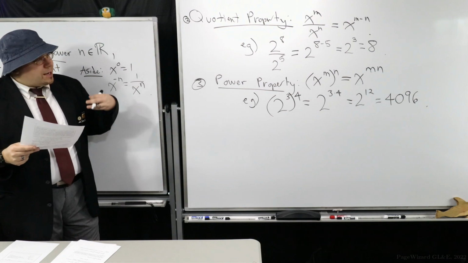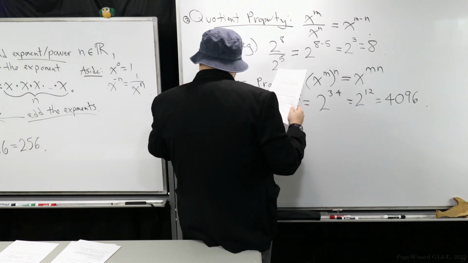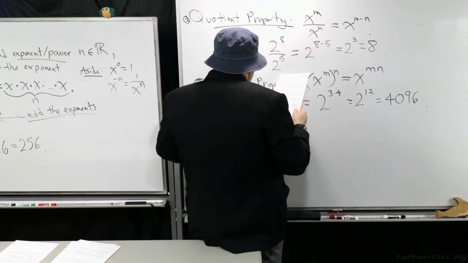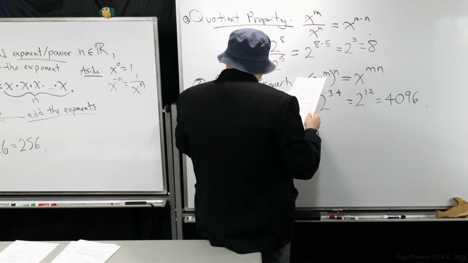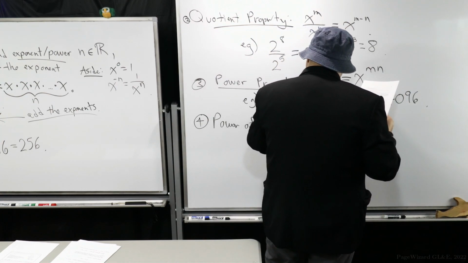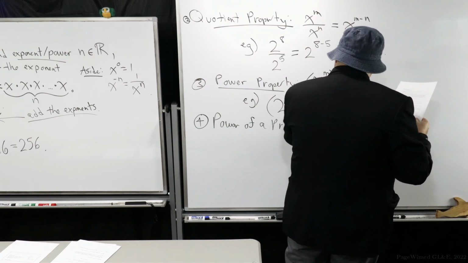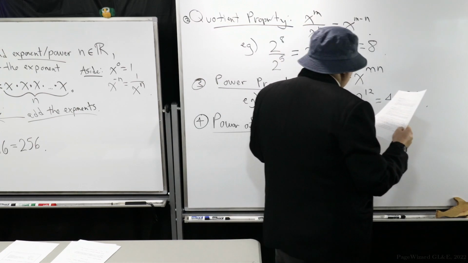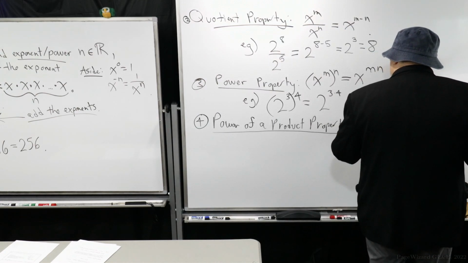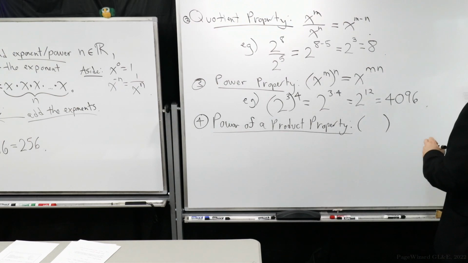Now, another one that has come up before, or at least is something that you could discuss, is the power of a product property. This is the one that we are using. We actually use this when we talk about properties of big O. I use this property explicitly.